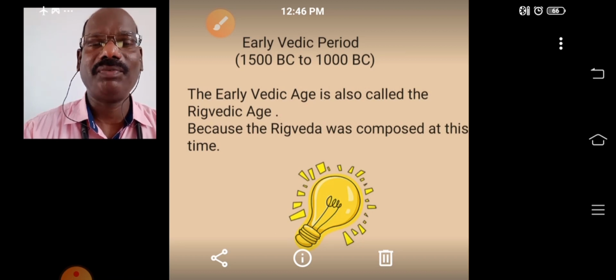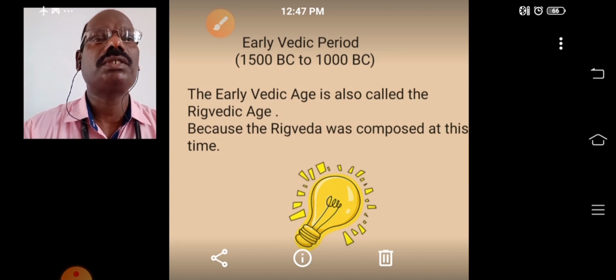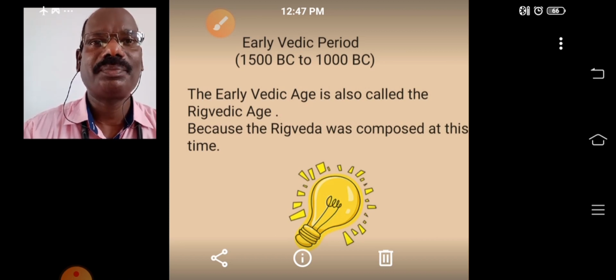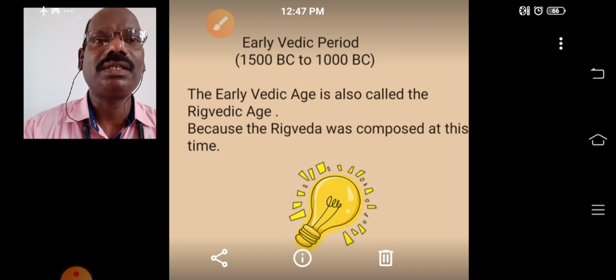We know there are 4 Vedas: the Rigveda, Yajurveda, Samaveda and Atharva Veda. Out of these 4, Rigveda is the first Veda. The period in which the Rigveda was written was between 1500 BC to 1000 BC in Indian history.